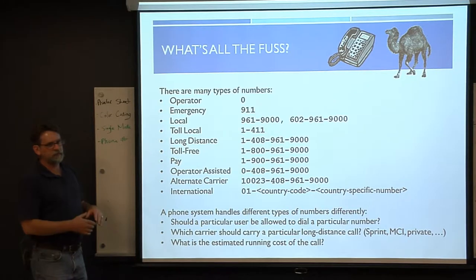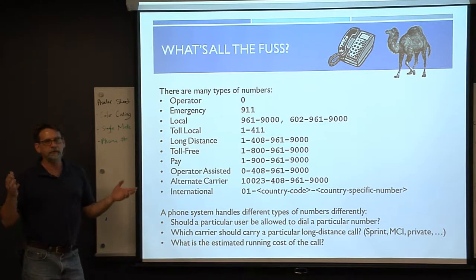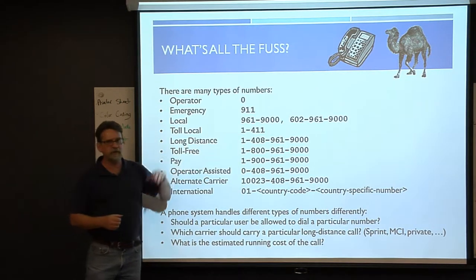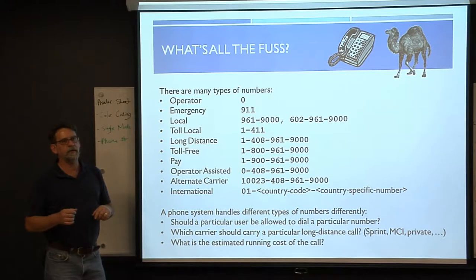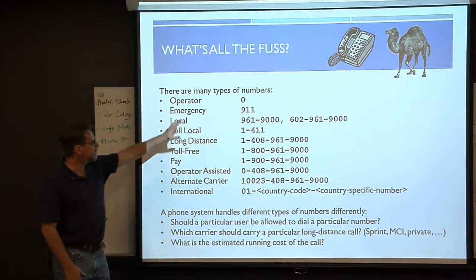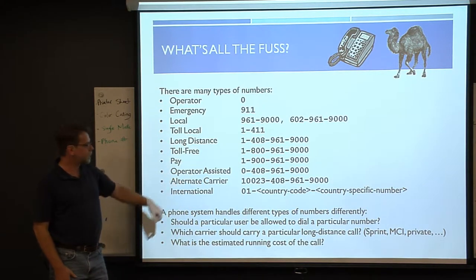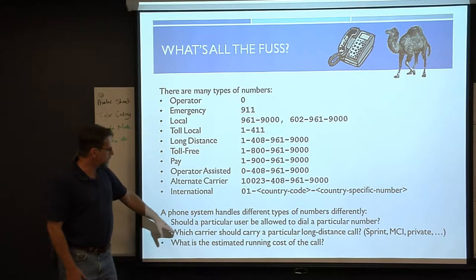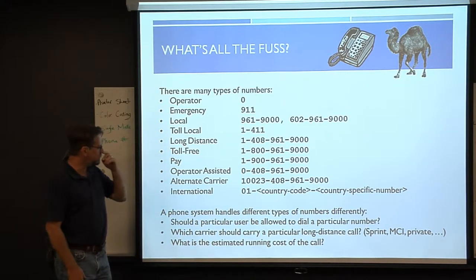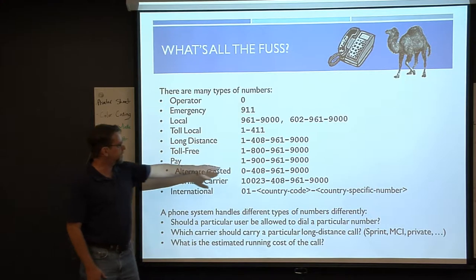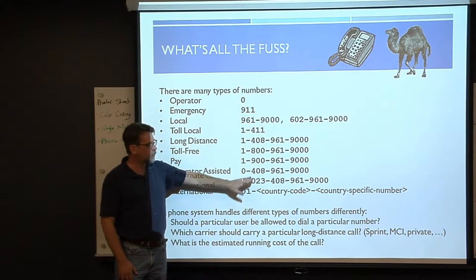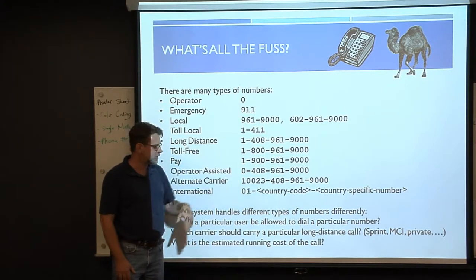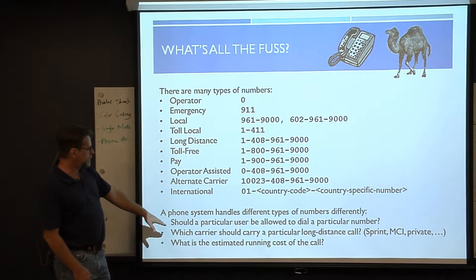For instance, from a user point of view, do you want the janitor to be able to make unlimited long-distance calls? Each extension number, like the phone on your desk, might or might not be allowed to make any type of these calls. And again, which carrier should carry a particular long-distance call? The phone system could even decode the area code and make those kinds of decisions as to which carrier we should use based on the area code. And what is the estimated running cost of the call?